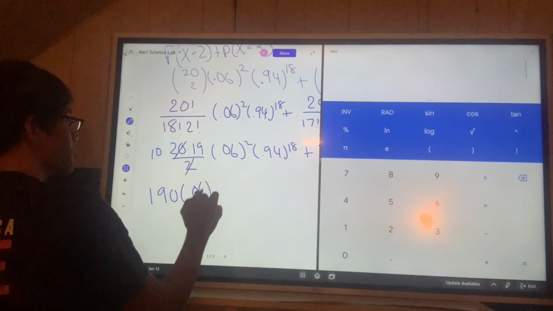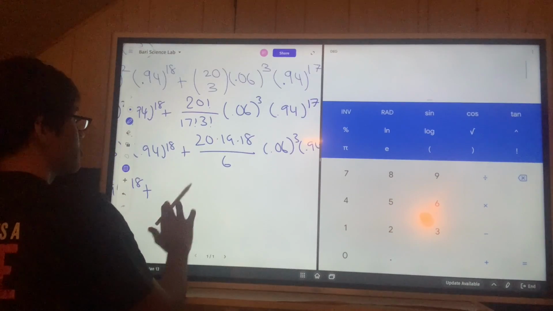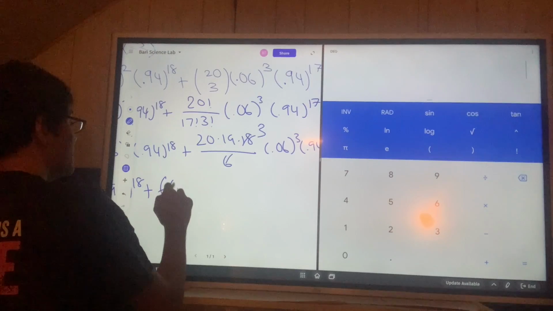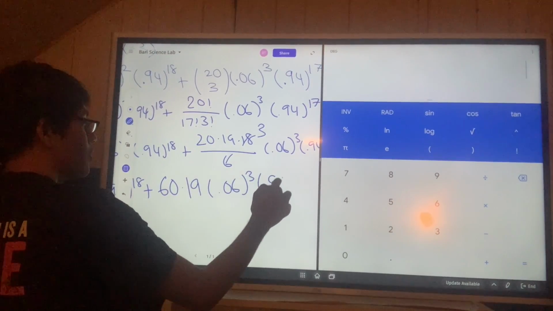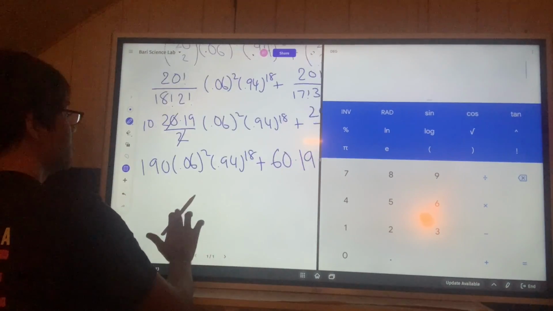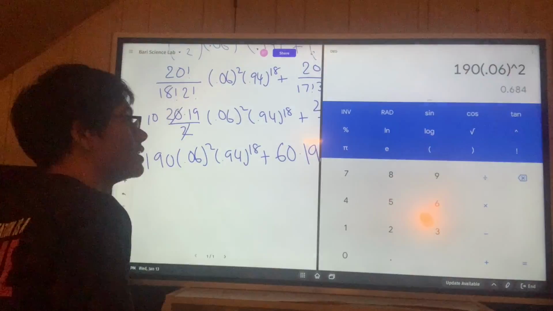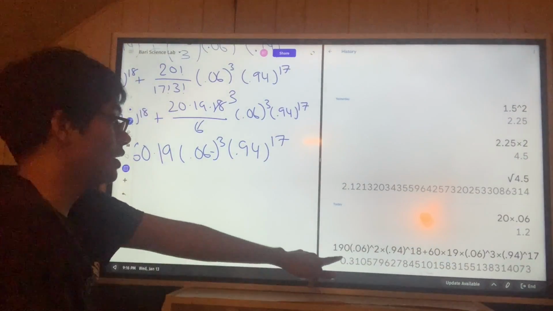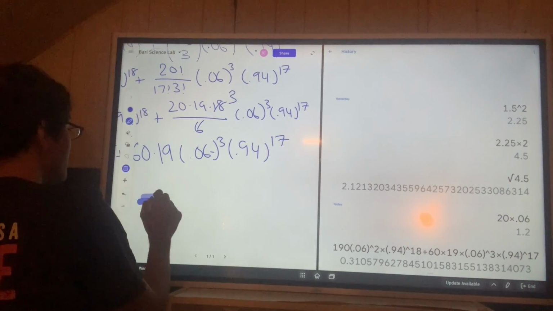So this right here goes into 20 10 times, so I'm left with 190 times 0.06 squared times 0.94 to the 18th plus what? Well, 6 goes into 18 3 times. 3 times 20 is 60 times 19 times 0.06 to the third times 0.94 to the 17th. And now let's put this monster of a computation right in the calculator. Okay, so 190, that's going to give you right here 0.3101.